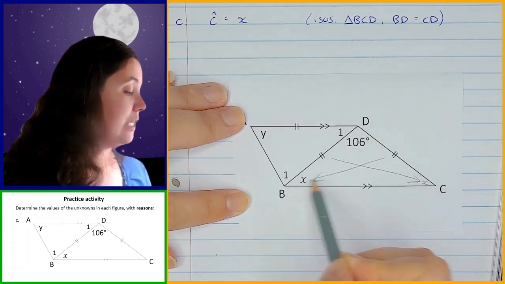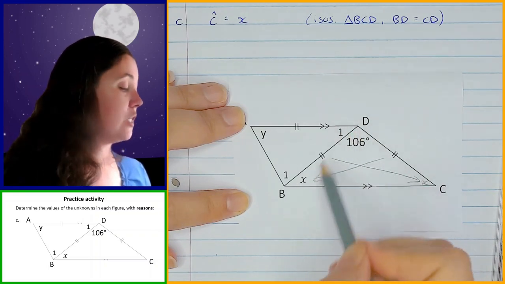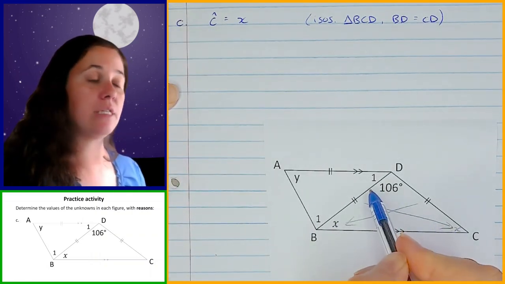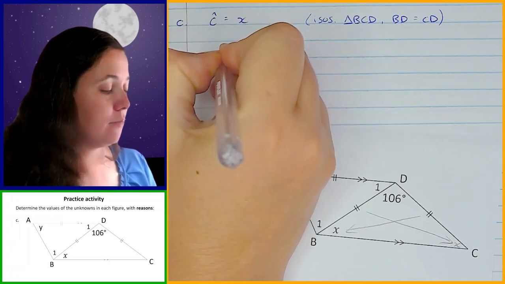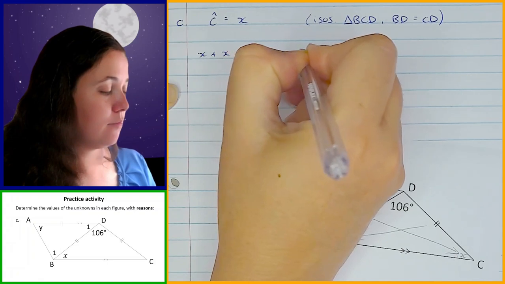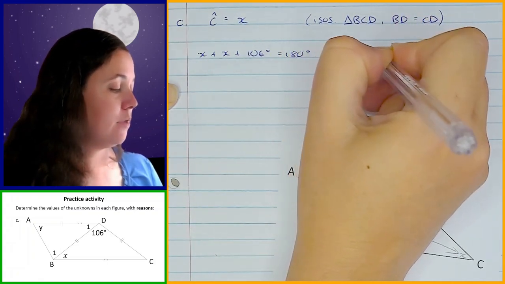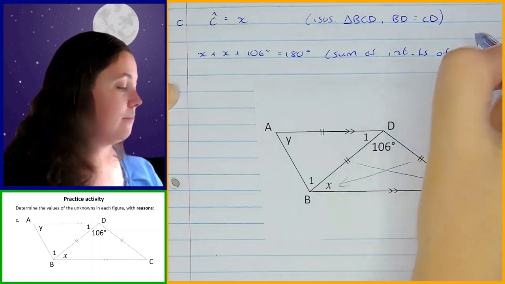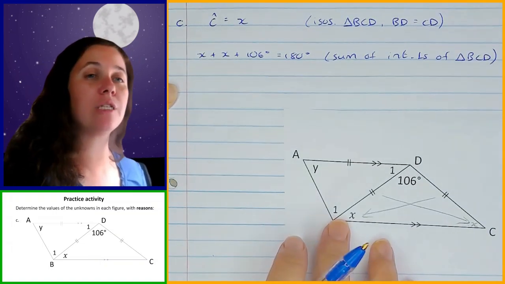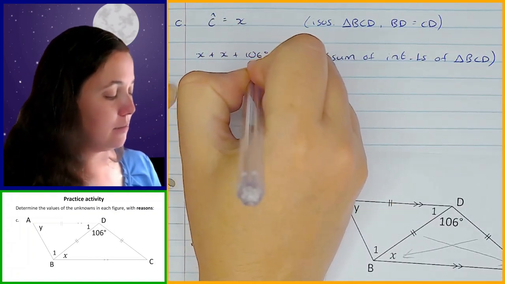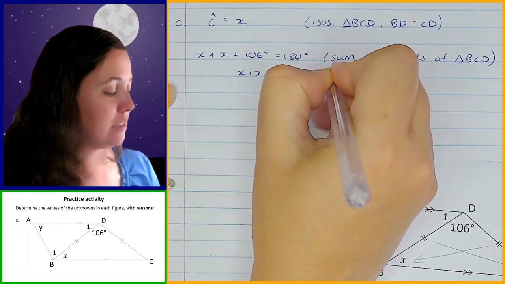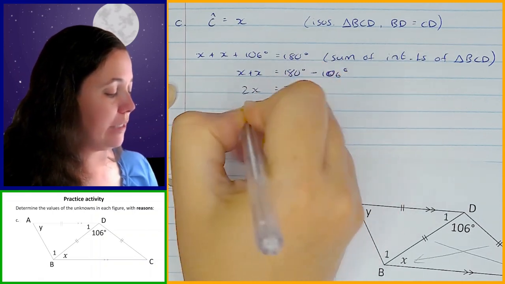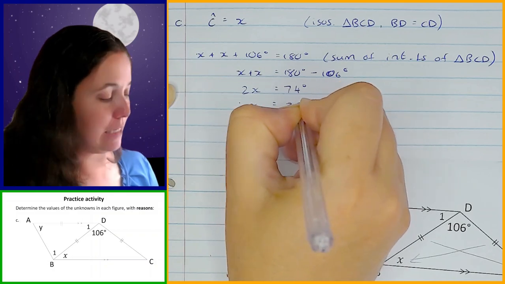Now, because I know these two angles are both X, and I know this angle is 106 degrees, I can use that to work out the value of X by using the interior angles of the triangle. So now, X plus X plus 106 equals 180 degrees. And the reason I know that is because of the sum of the interior angles of a triangle. In this case, I'm working with triangle BCD. Okay, so now I can go and solve for X. So I have X plus X equal to 180 degrees minus 106 degrees. So 2x is equal to 74 degrees, which means that x is equal to 37 degrees.